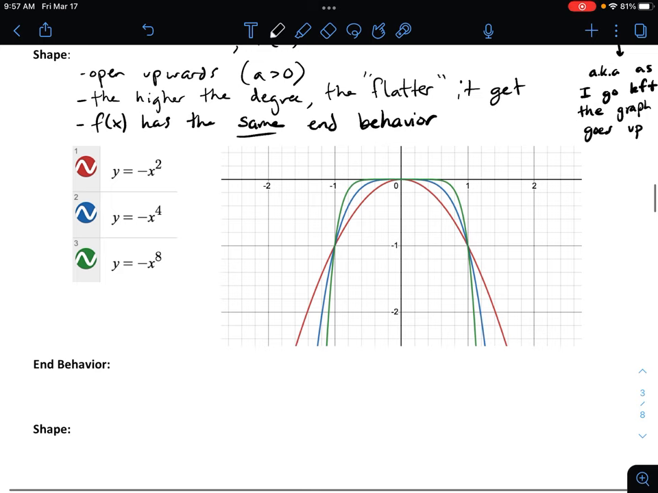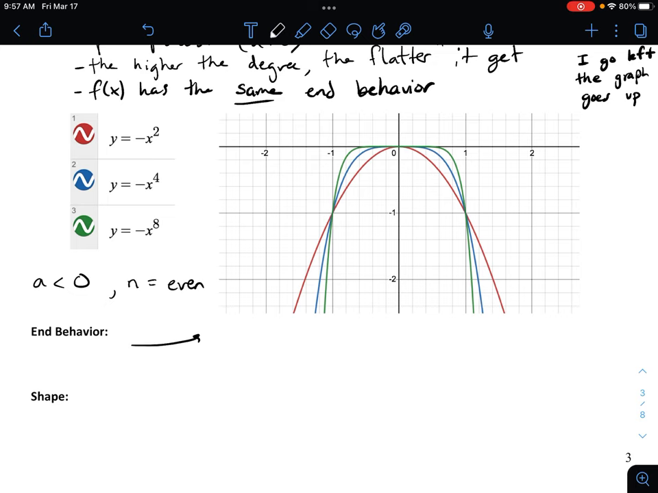For this next one here, notice the only thing I did is I made a negative, so a is less than 0, n is still even, right? My exponent is still even. And so what we notice for my end behavior, I'm going to actually just draw it on the graph. So we know here that as x goes to negative infinity, right, as I go left, my y values also go down, right? So as I go left, my values go down. And then over here, as I go to positive infinity, as I go to the right, my y values will also go down. So notice that your end behavior with your y values is always going to be the exact same when you have an even degree.